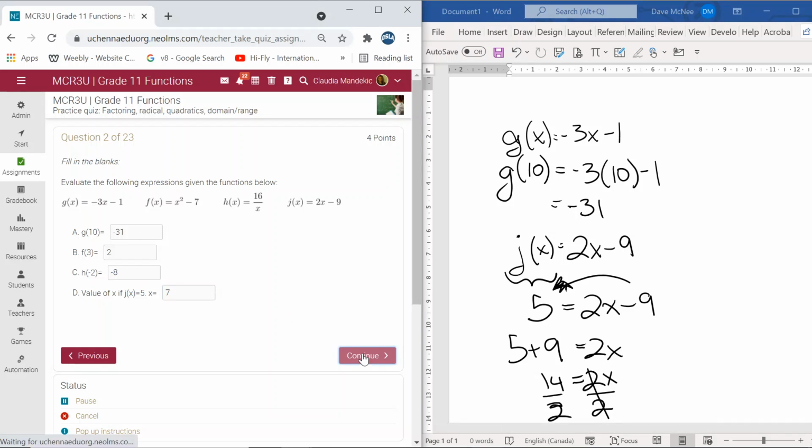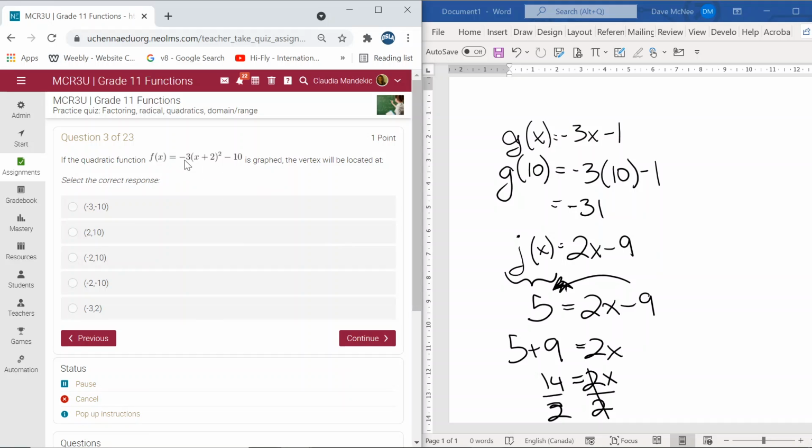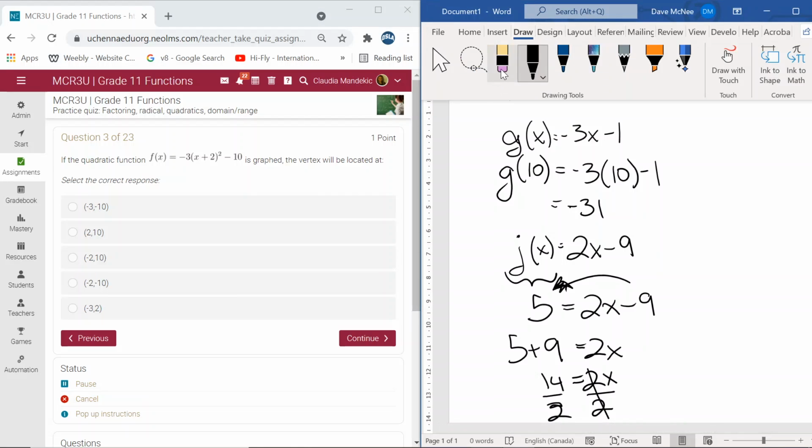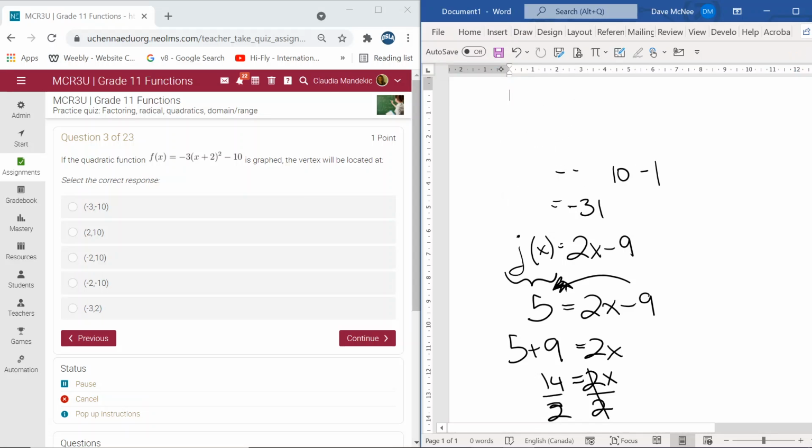Fantastic. Moving on to the third question. If the quadratic function, and it gives me the function here, it asks me where the vertex is. So this in fact doesn't require any math. The vertex is already shown.